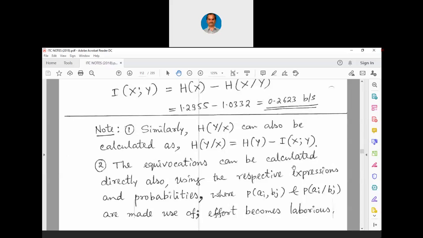The equivocations can be calculated directly also using the respective expressions and probabilities, where the joint probability and the conditional probability are made use of, but the effort becomes laborious. Instead, we can remember the diagram and we can use the simpler expressions.